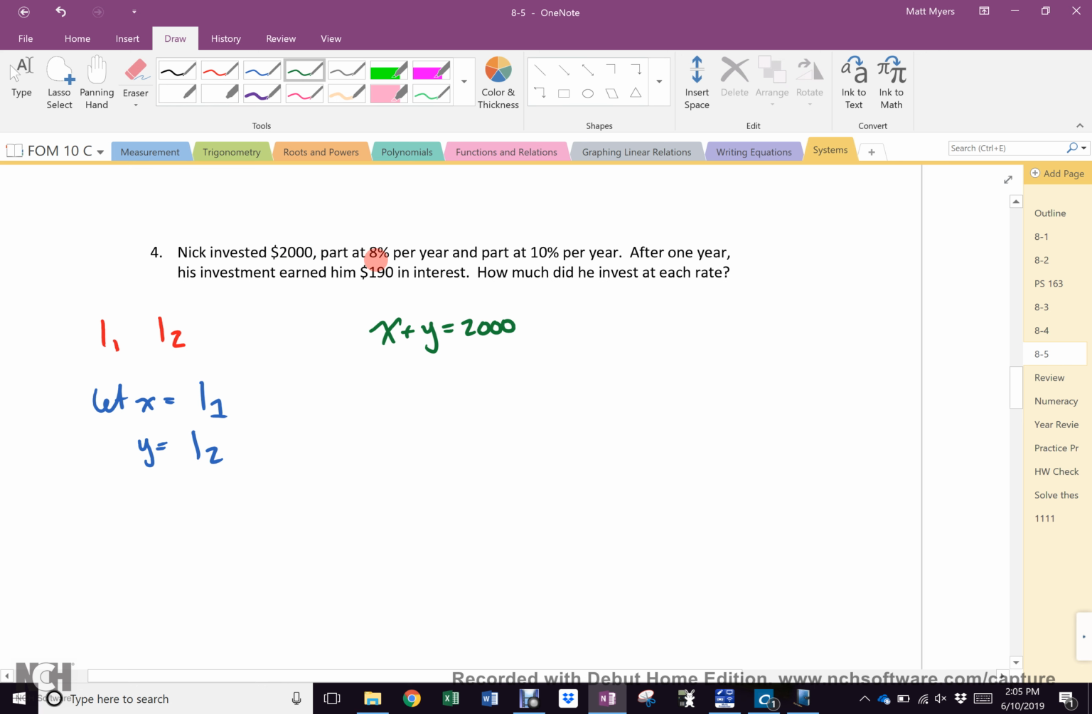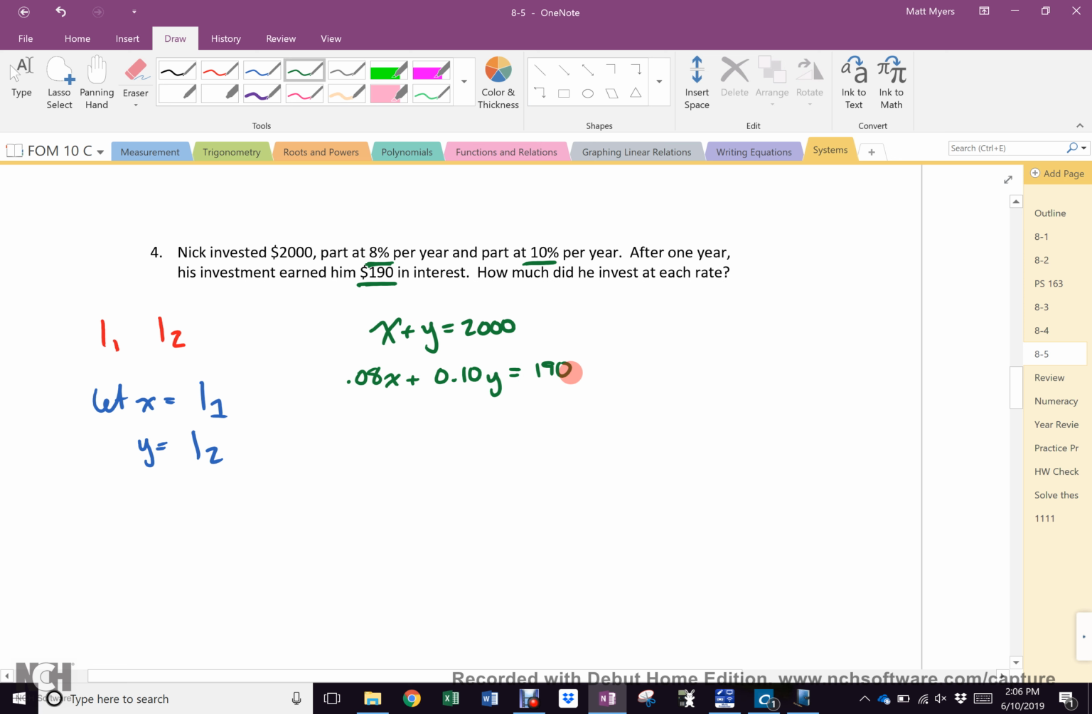Now, one investment was at 8%. One investment was at 10%, and then they paid me out $190. 8% of what? Of 2,000? 8% of investment 1. How do I write 8%? 0.08x, because x was investment 1. Plus, what's y? 0.10, right? Equals how much money? 190.